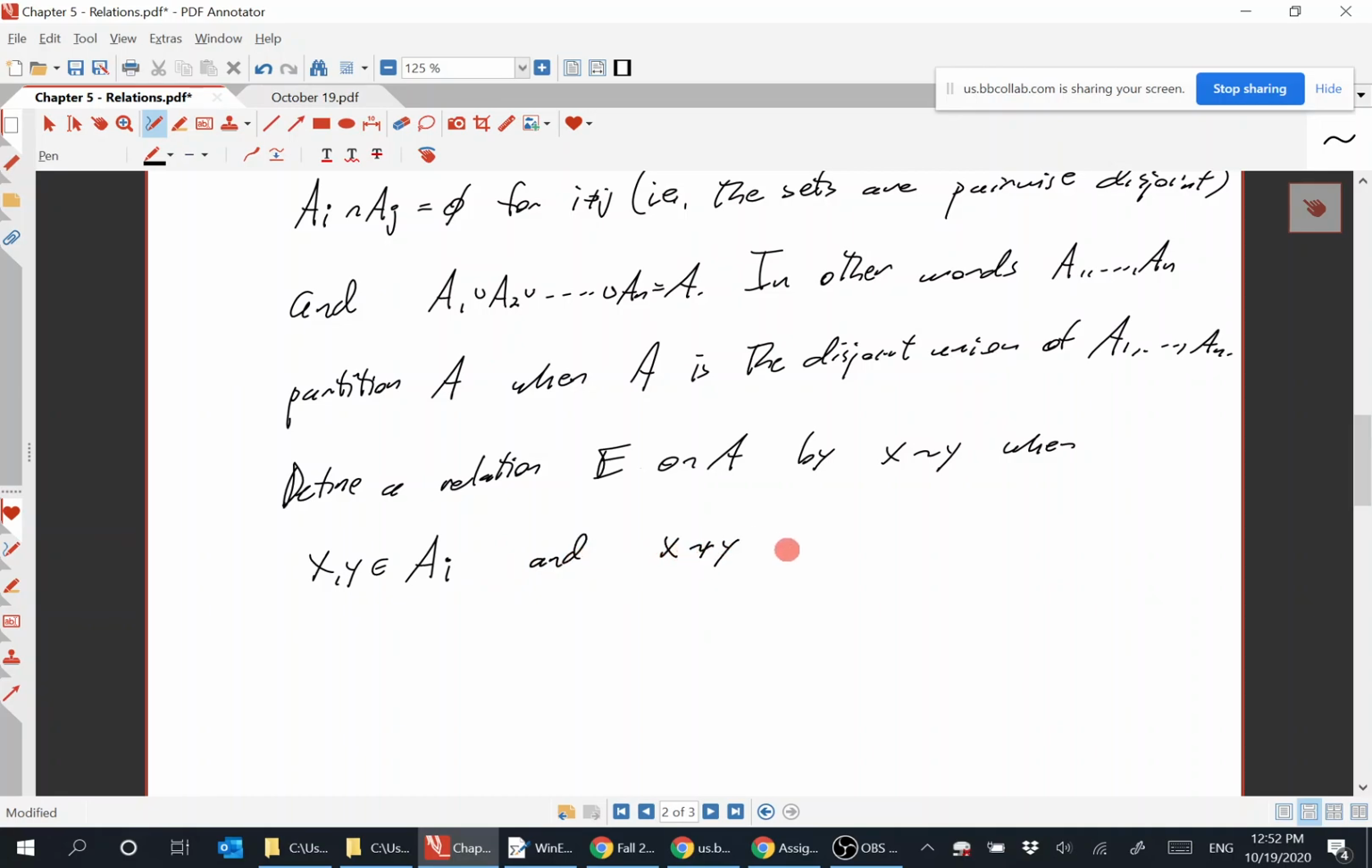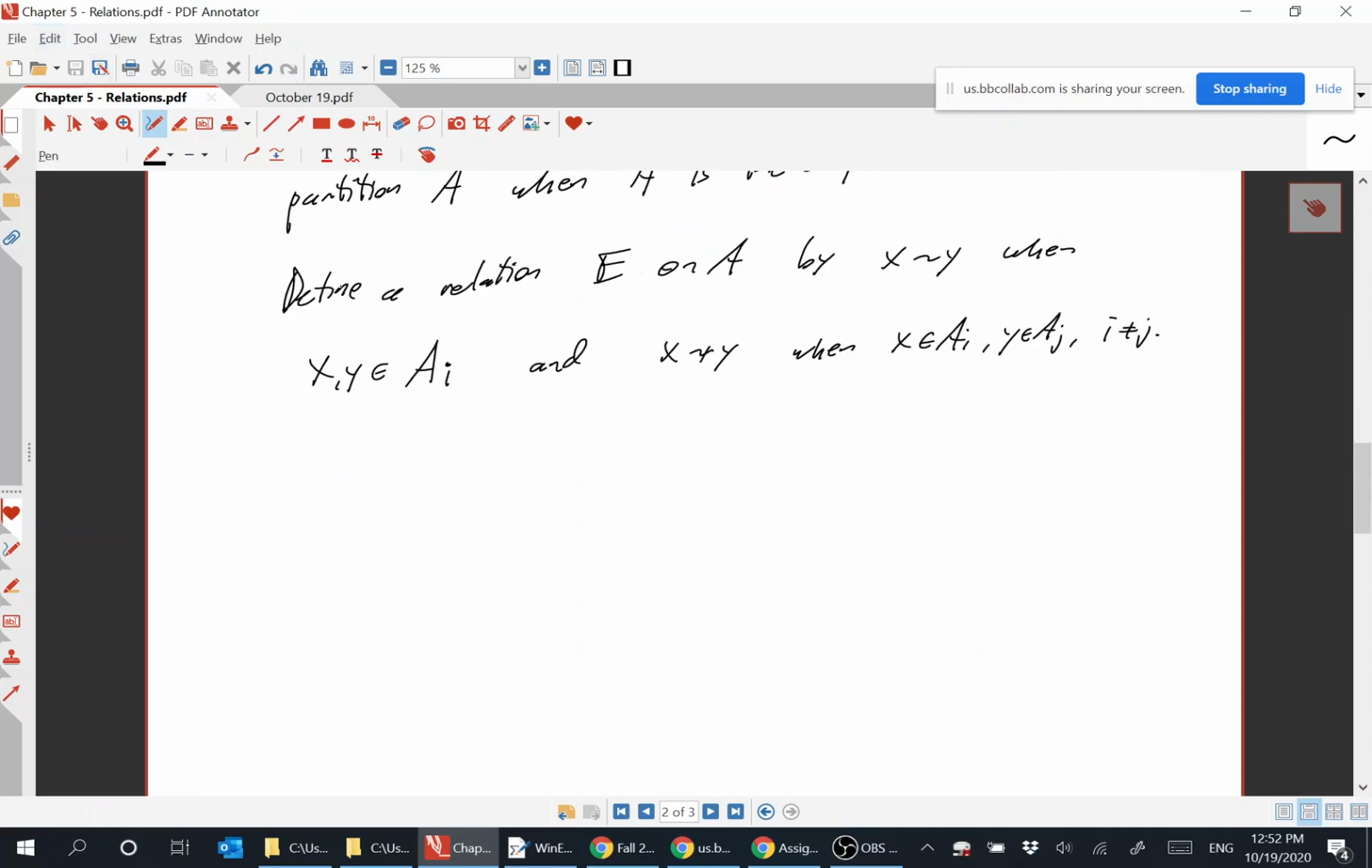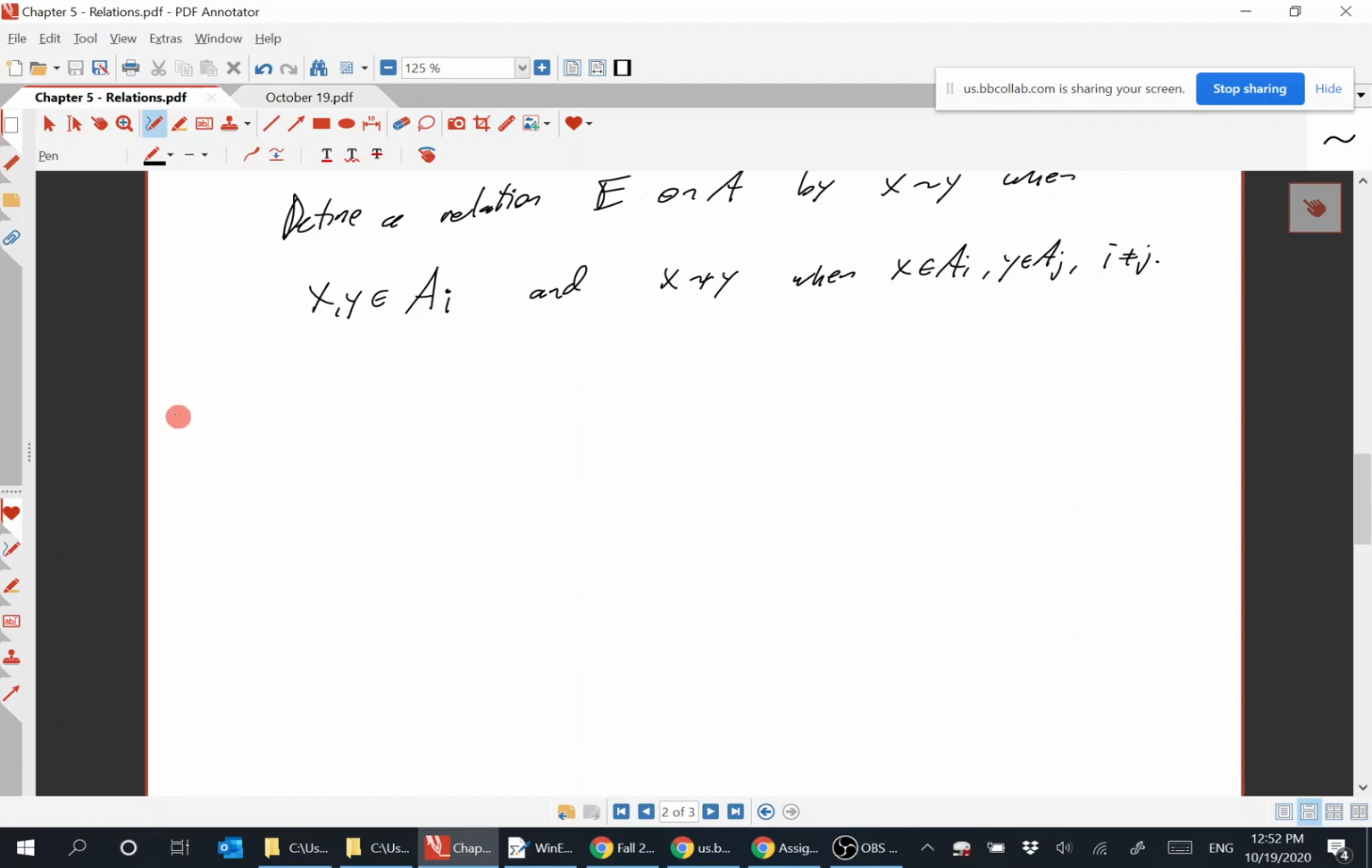X is not related to Y when X is an element of AI, Y is an element of AJ, with I not equal to J. So a partition relation. This type of relation has some very special properties. So here's the definition. It's not called a partition relation, but it's called an equivalence relation.